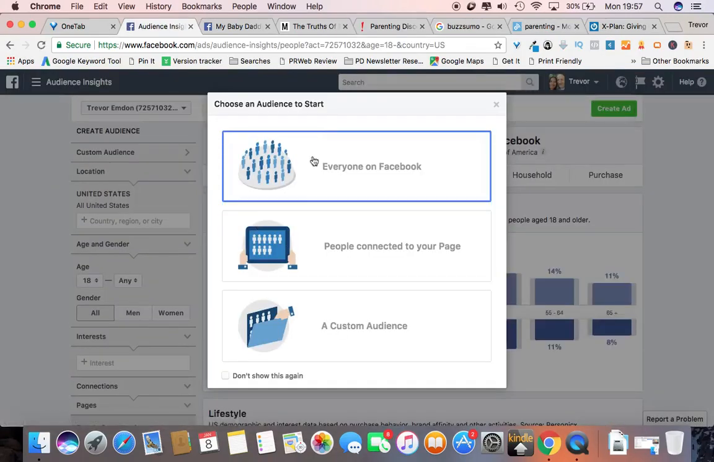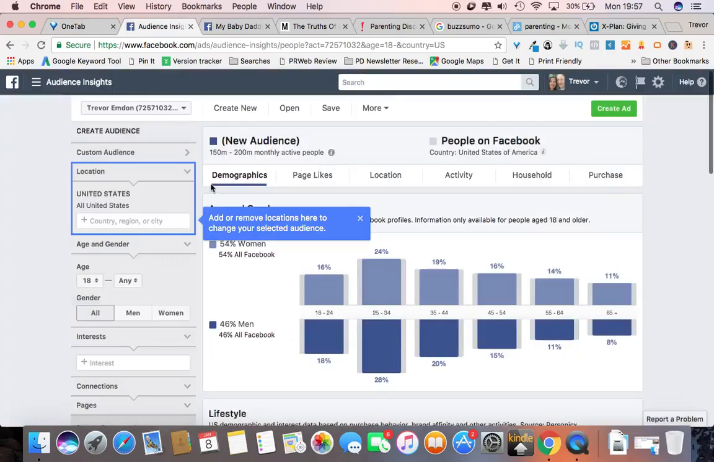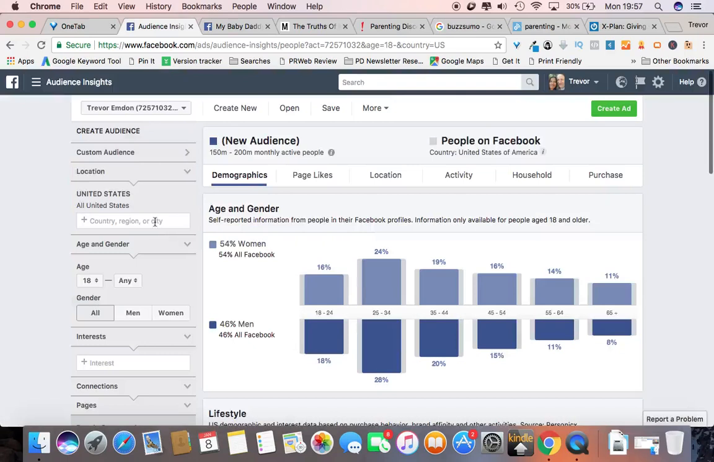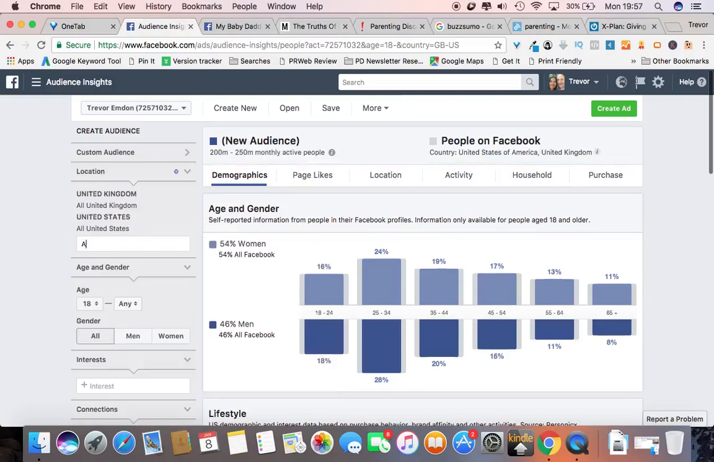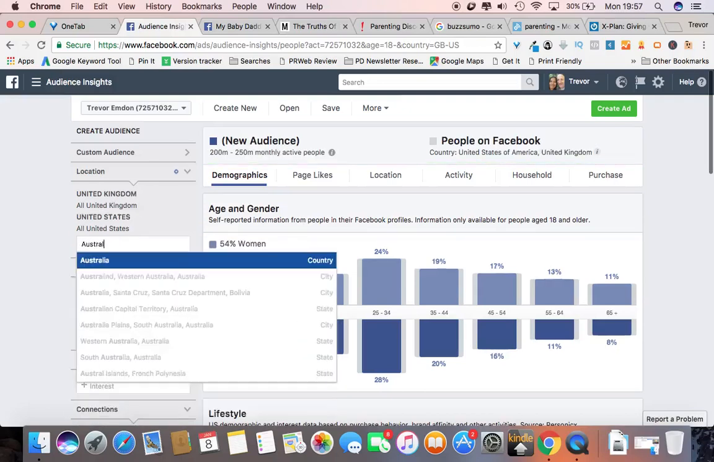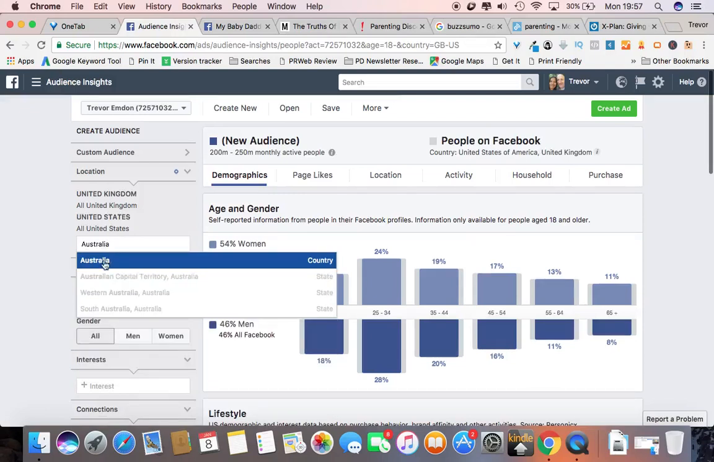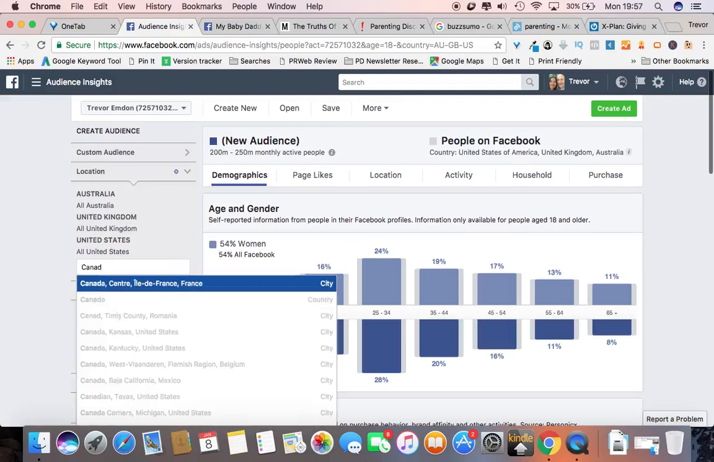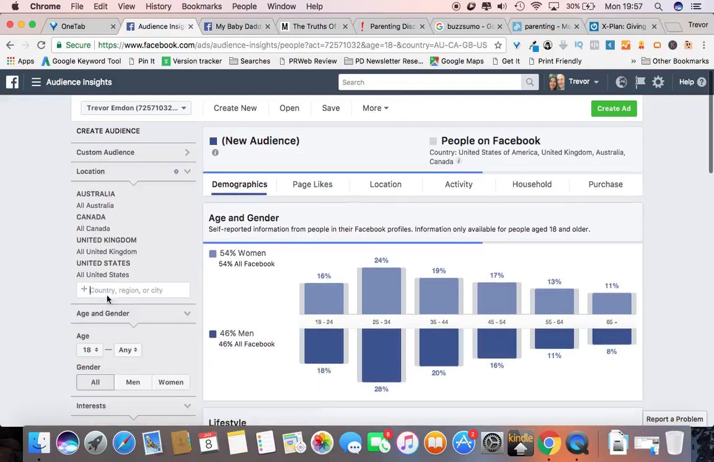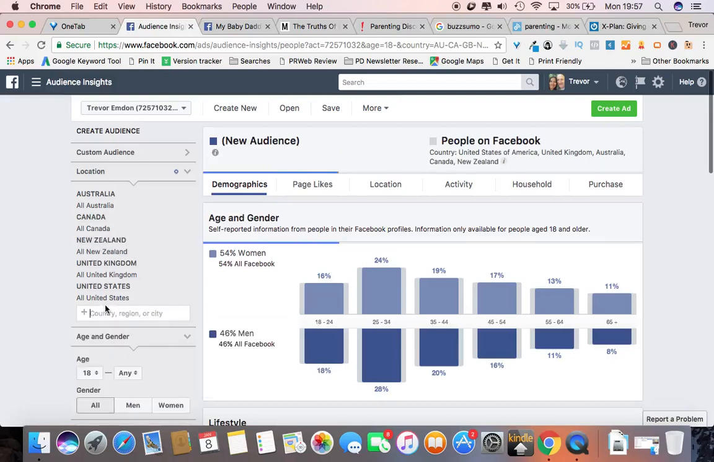Okay, so choose everyone on Facebook. Now I'm in the UK. This always defaults to all United States. So let's add in some more English-speaking countries. So I'm going to put my own country here, United Kingdom. We'll put Australia. Obviously you can add whatever you like or not. We'll put Canada. New Zealand, of course. We will put Ireland.